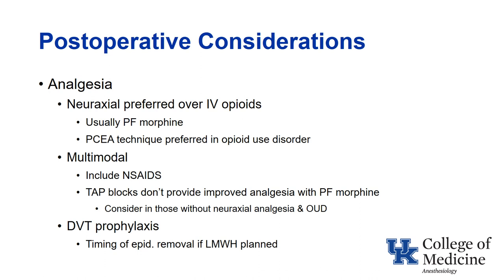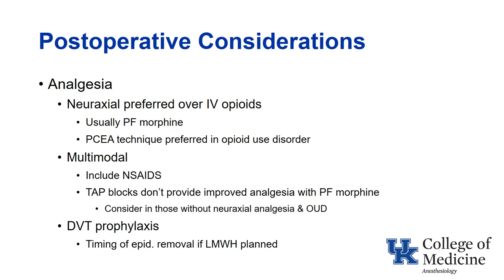You might ask, what about this is an abdominal surgery? It seems like TAP blocks would be useful. Actually, there have been a fair number of studies looking at TAP blocks in conjunction with preservative-free morphine, which, as I said, in most practices throughout the United States, pretty much everyone gets that. And those studies have shown that really you don't get any improved analgesia when you add TAP blocks to patients who have already received epidural or spinal morphine.